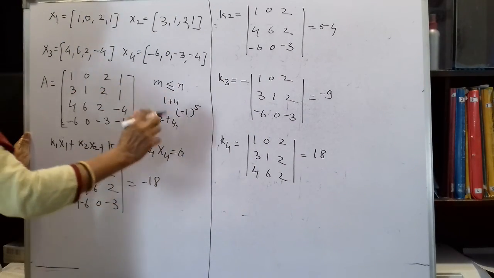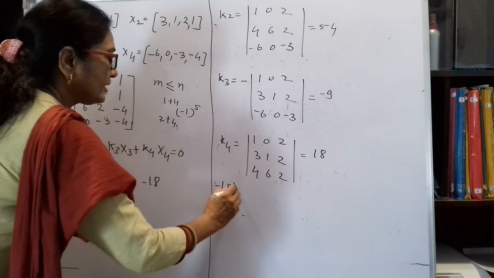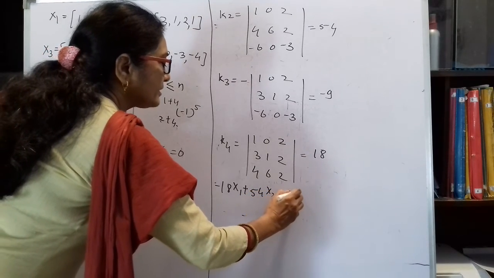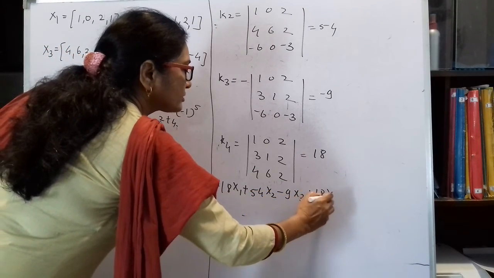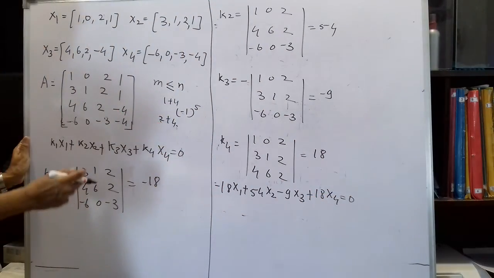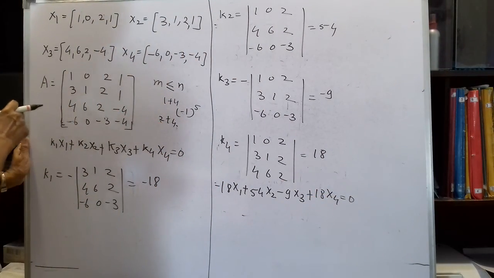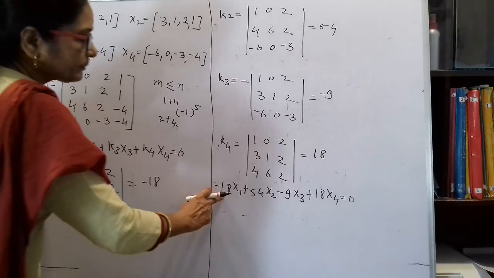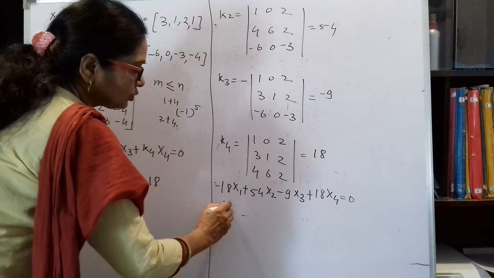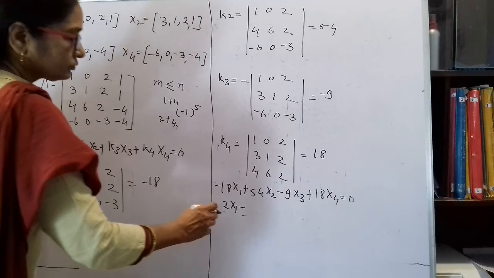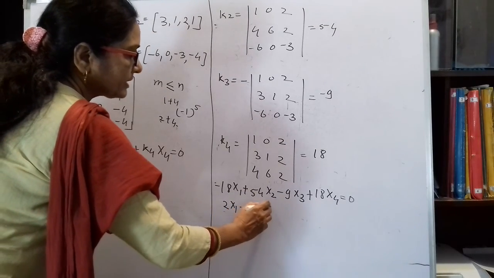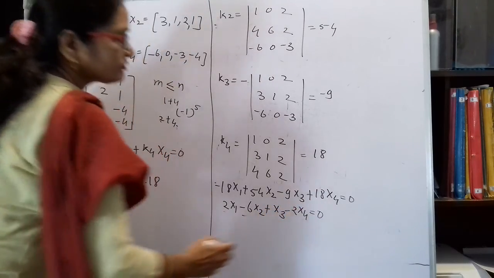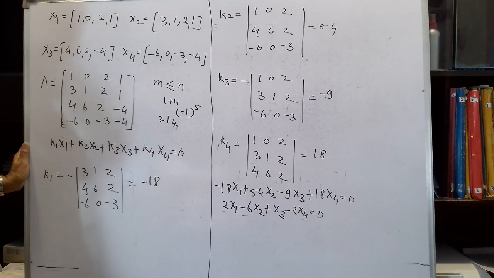So now K1, K2, K3, K4 are given. We have to put the values here. So we will get -18 x1 plus 54 x2 minus 9 x3 plus 18 x4 is equal to 0. This is a relation between these four vectors. They are linearly related and we can divide it by 9 or -9. So we will get 2x1 minus 6x2 plus x3 minus 2x4. This is the simplest form of the relation between these four vectors.